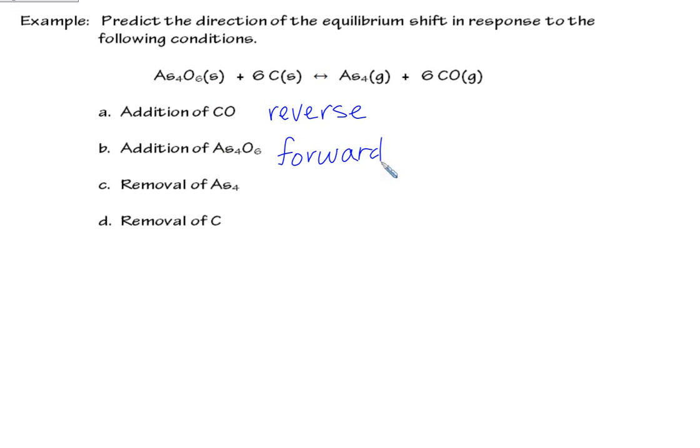We'd shift away from what was added. So if we add a particle that's on the reactant side, we'll shift more forward. If we remove something, in this case we're going to remove arsenic, I want to shift to replace it. We would call that forward.